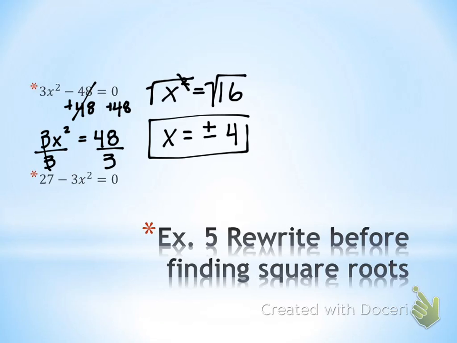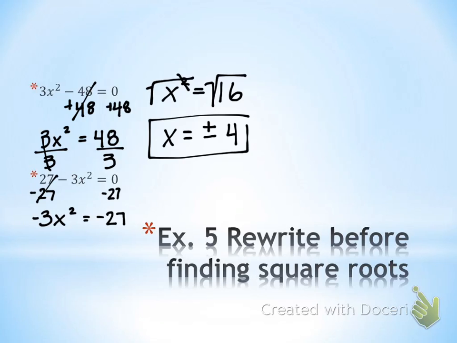What should I do first? Subtract 27. Keone, how did you know I was supposed to subtract and not add? Because 27's positive. Do not be fooled by that minus sign right there. It's not 27's, it's 3's. So I subtract 27 on both sides. 0 minus 27 is negative 27. Do not forget about that negative sign. So now I have negative 3x equals negative 27.